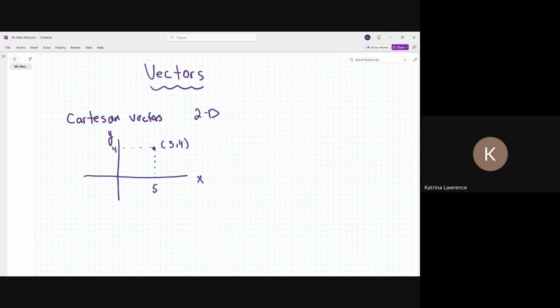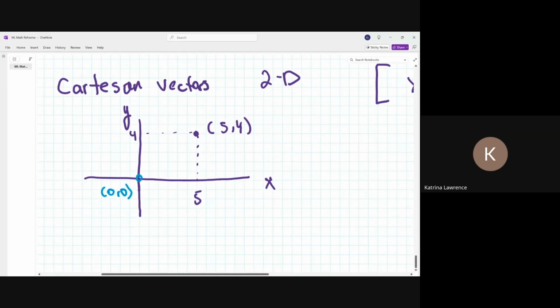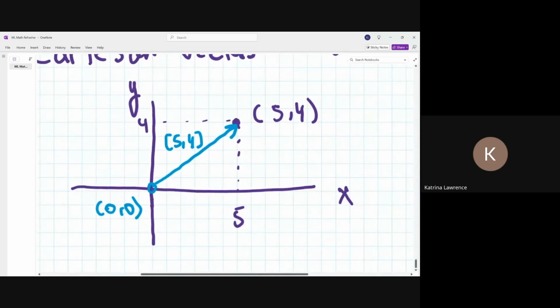Whenever we have ordered pairs, we always start with the x coordinate first, and then we have the y coordinate. Here, this is simply a point, and how can we turn that point into a vector? We're going to start at the origin, which is (0, 0), and then draw an arrow from the origin all the way to our point over here. So now this has turned into vector [5, 4]. This is now a Cartesian vector.